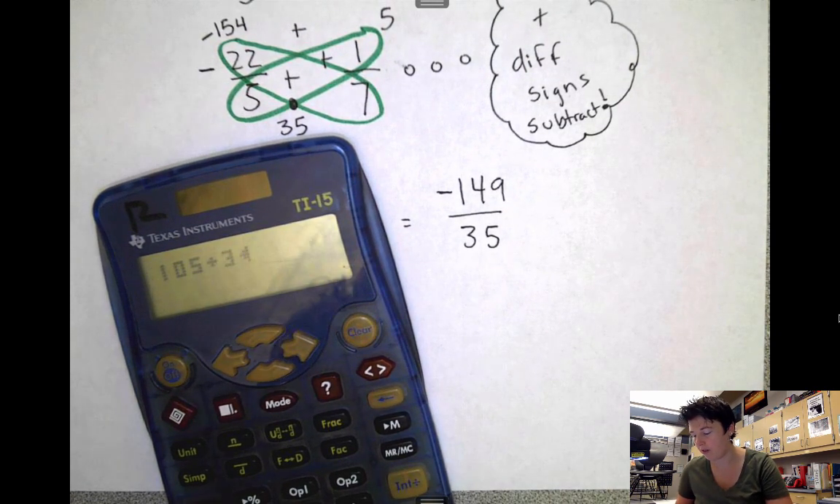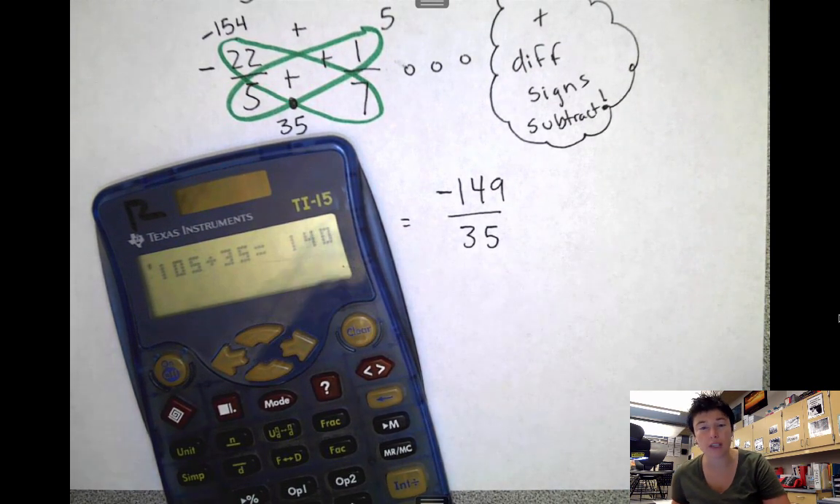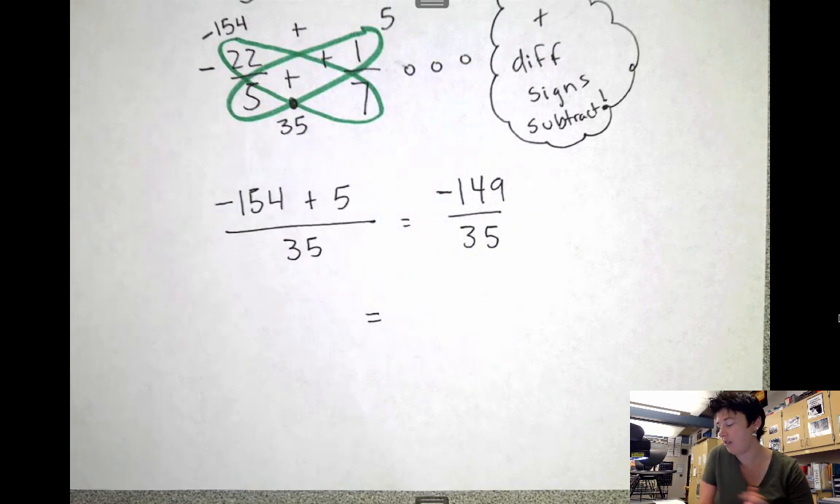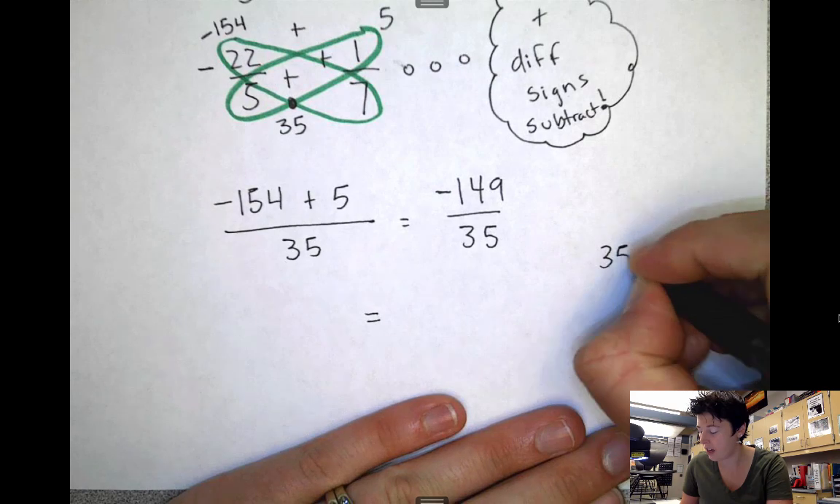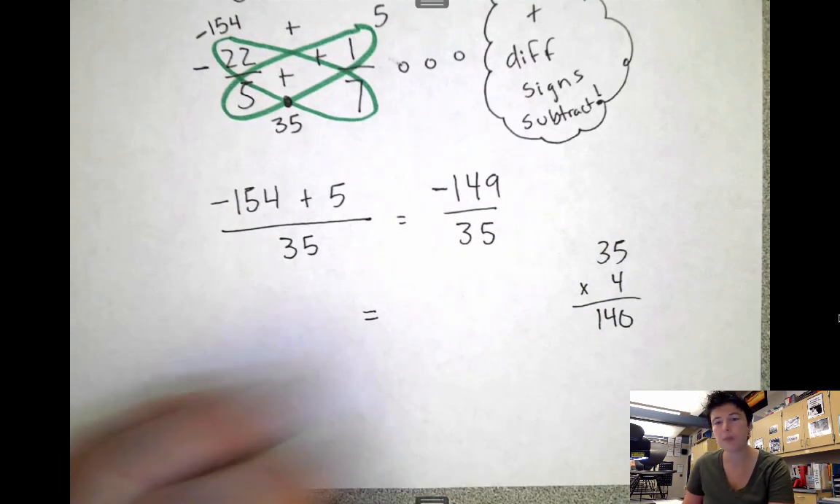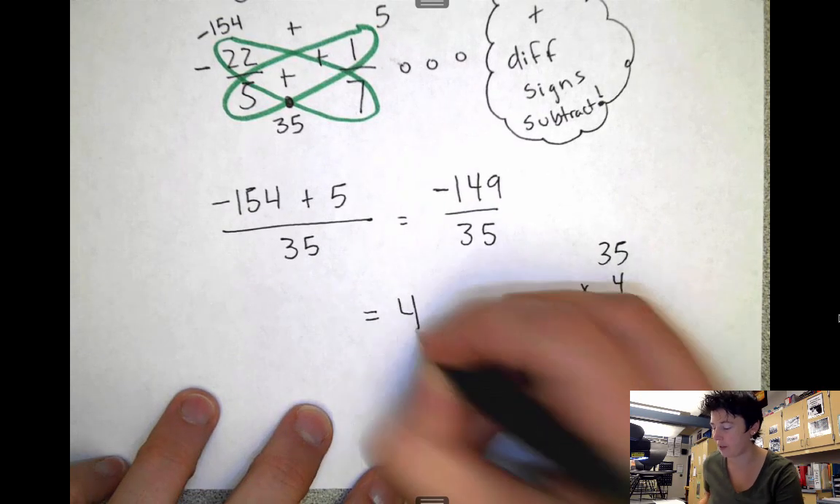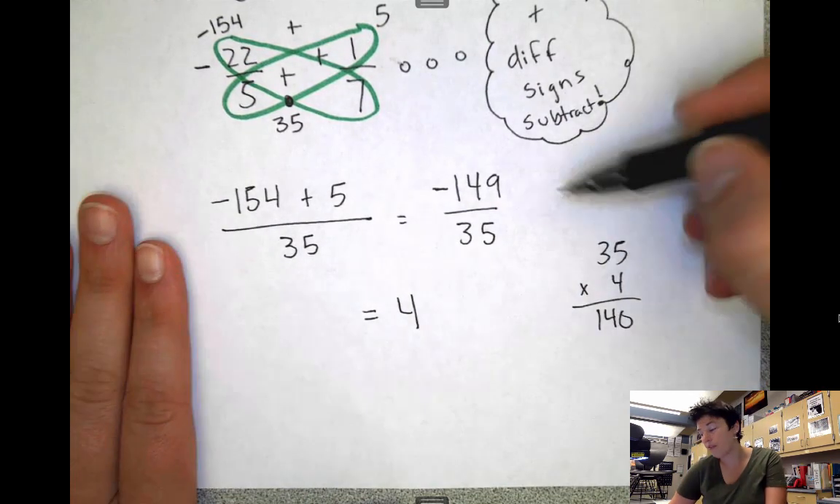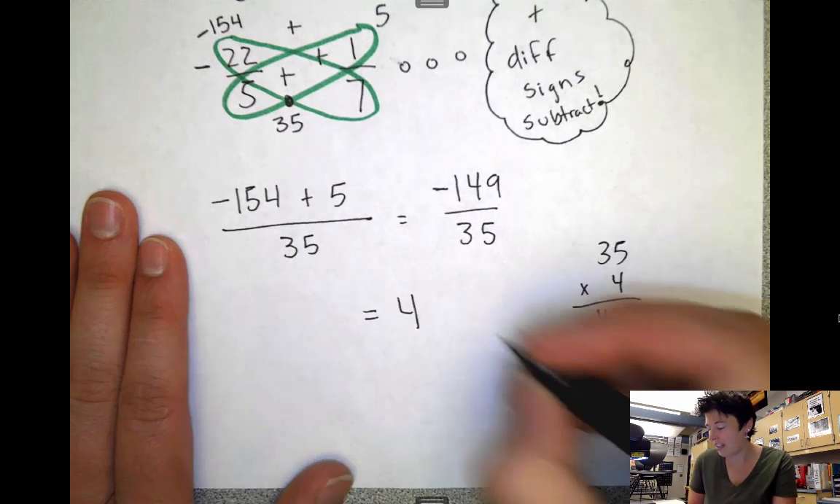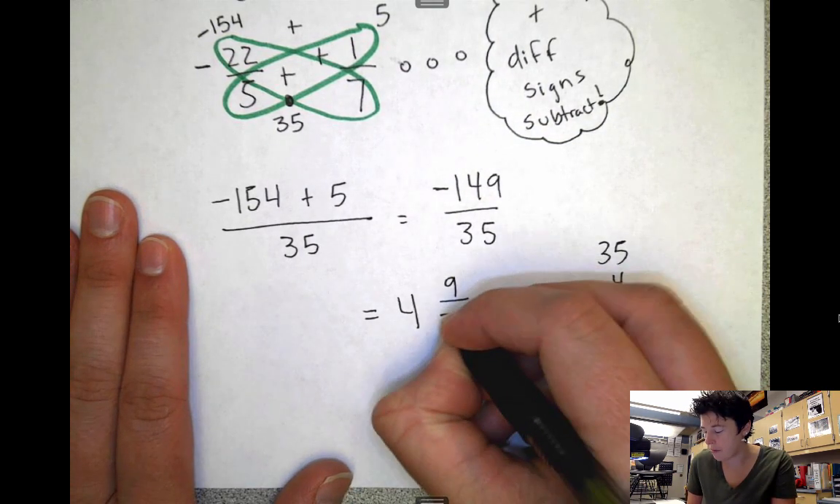I'll add another 35. That's 140. I think about 4 35s are going to fit into here because 35 times 4, we just figured out, is 140. So 4 whole 35s are going to fit. The remainder from 140 to 149 is 9, so we have 9 35ths remaining.